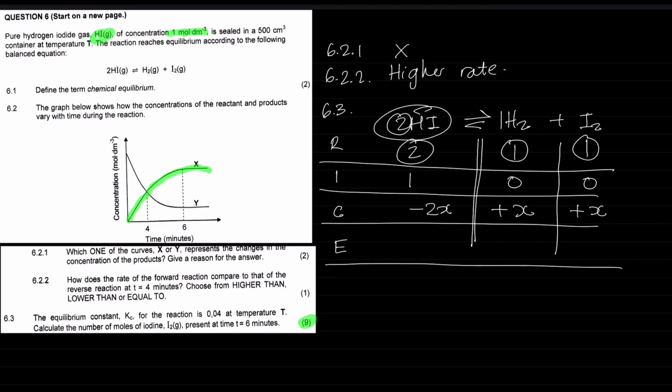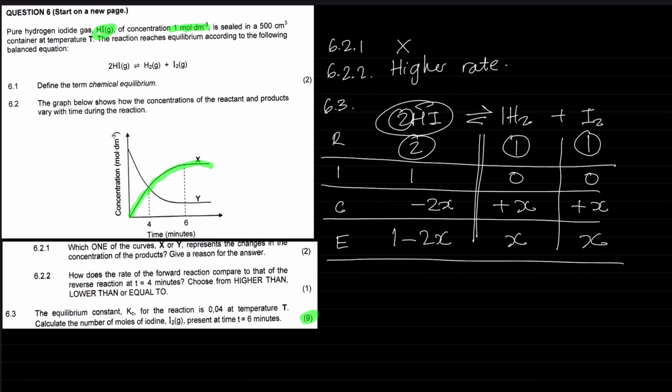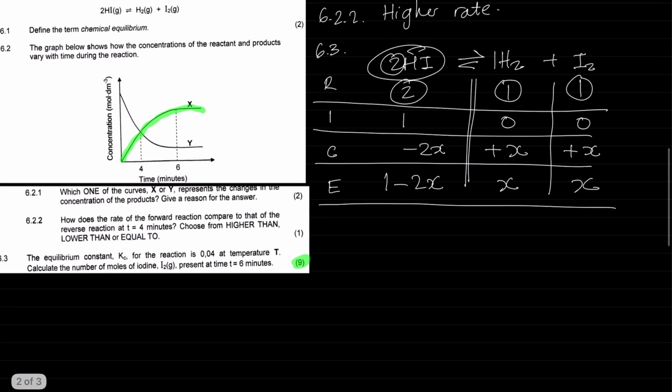Okay? Remember, reactants are used up, so they get a minus. Products are formed, so they will get a plus. Now we can work out the amount at equilibrium. The amount at equilibrium for HI is going to be the amount that you started with minus the amount that is used up. So that's going to be 1 minus 2X. Then for H2, it's going to be 0 plus X, which is X. Then for I2, it's going to be 0 plus X, which is X. Now this represents the concentration at equilibrium. Now we can work out Kc.